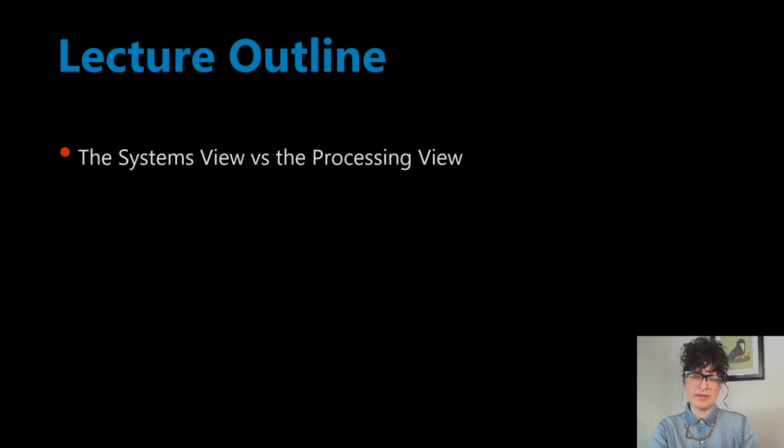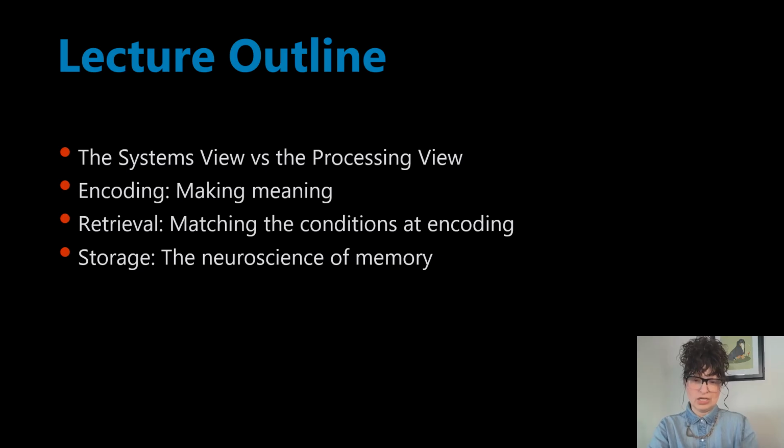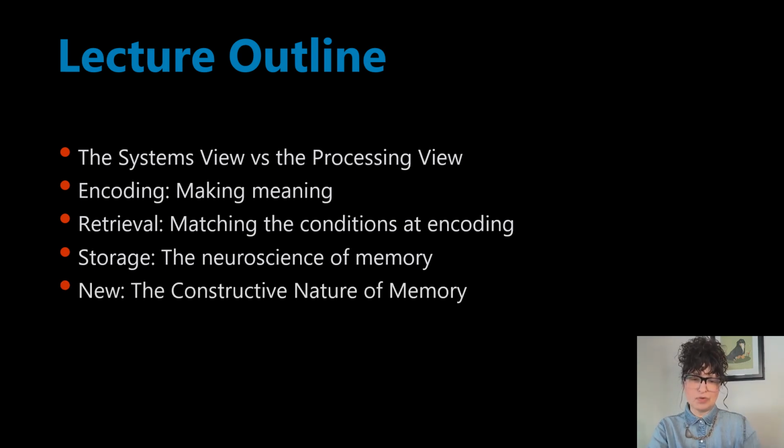We're going to start by talking about this difference between the systems view and the processing view of memory. Then I will jump into really explaining the processing view, starting with encoding, which is about making meaning, retrieval, which is really about matching the conditions at encoding, and then storage, which usually comes in between these, but I'm treating it as neuroscience. We're covering that kind of at the end, and then wrapping it all up with the constructive nature of memory.